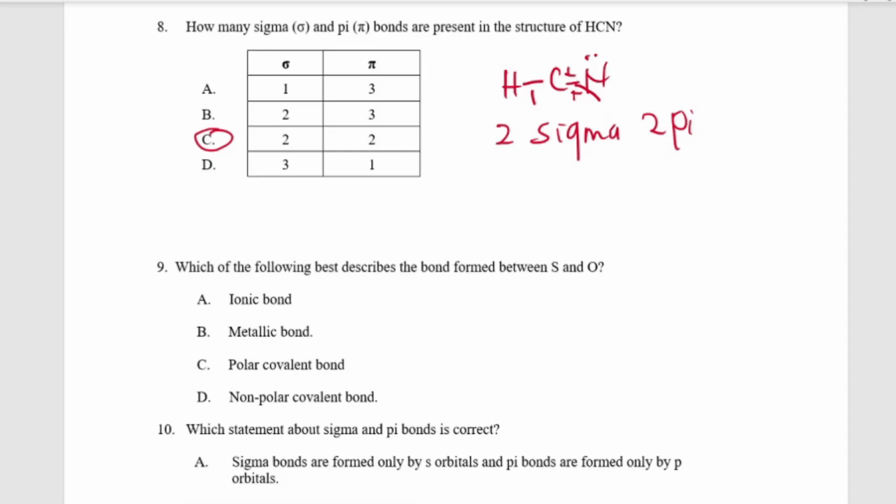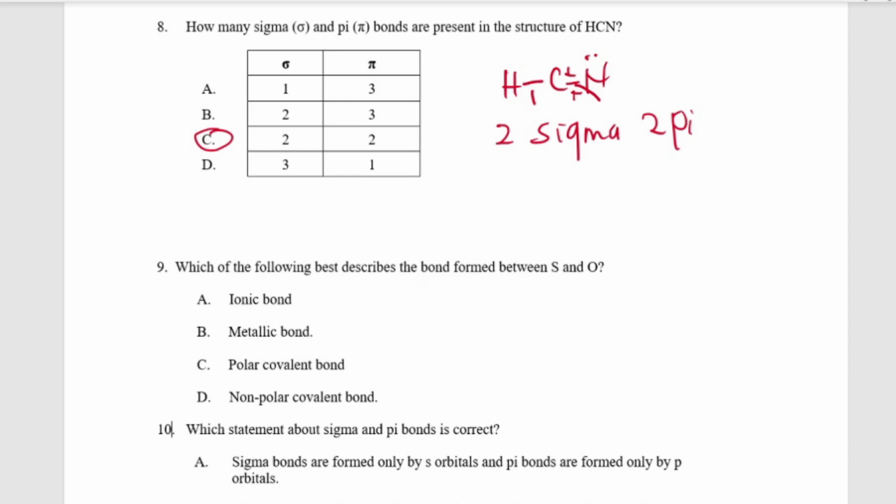Number 9 says, which of the following best describes the bond formed between sulfur and oxygen? A. Ionic bond, B. Metallic bond, C. Polar covalent bond, and D. Non-polar covalent bond. So what we have to know first is that this is neither metallic nor ionic bond, since we are dealing with nonmetals. So this is a covalent bond, but which type of covalent bond? Is it polar or non-polar?